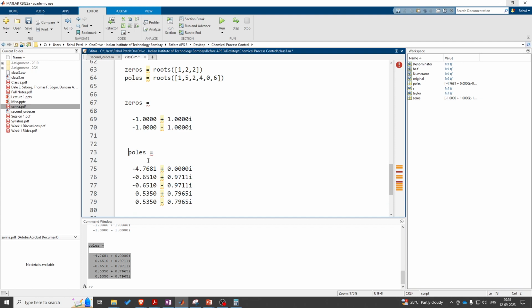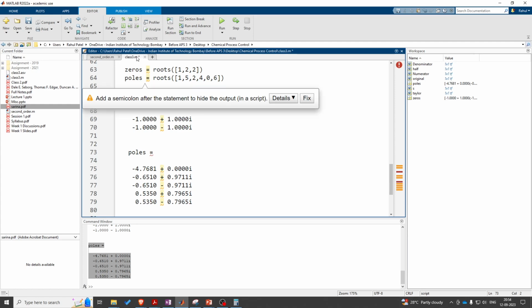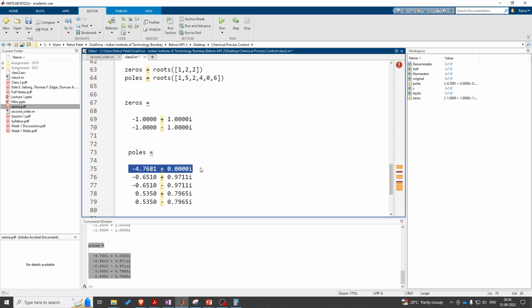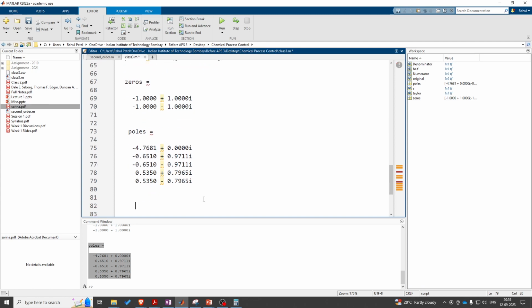Over here we can see that the zeros are complex, and the poles are also complex conjugates. But if we look at this pole, the imaginary part is 0. That is, the real part lies on the x-axis. We studied that for the system to be stable, all the poles should lie in the left half of the plane. But since this pole 4.7681 is present, the system will be unstable. That is, the output won't be bounded.